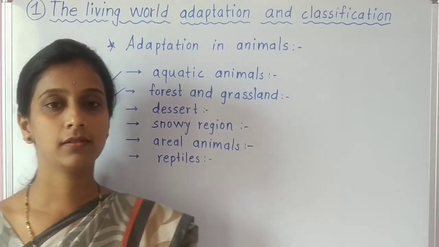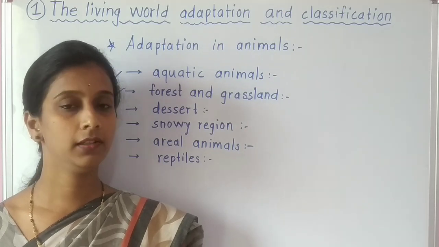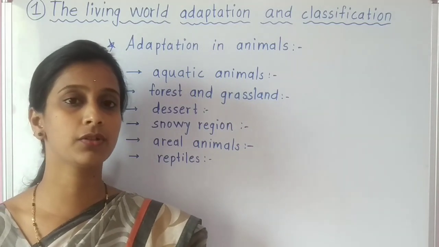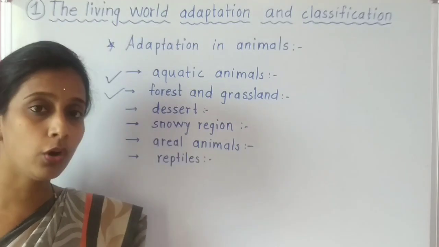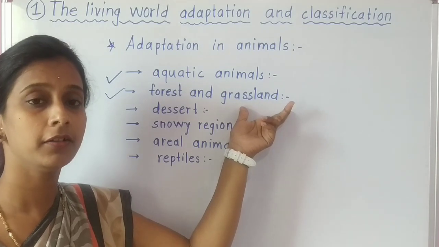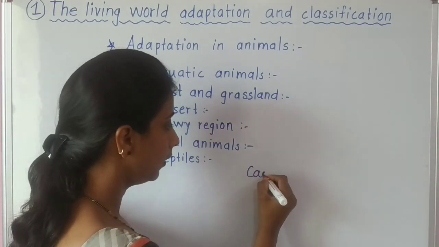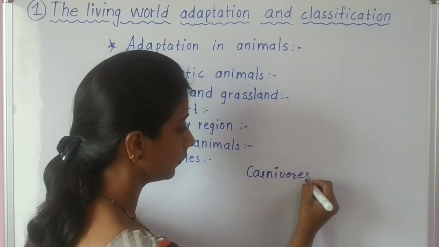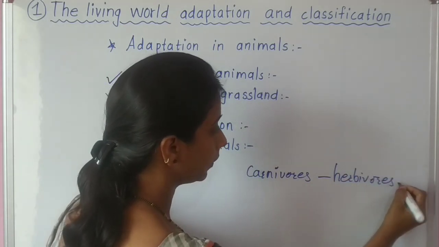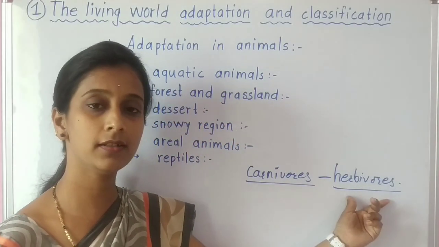Students, animals like tigers, lions, zebras, deers, antelopes, rabbits, and elephants all live inside the forest as well as on the grassland too. So all the animals which live in the forest and grassland are divided into two groups, and these are carnivorous and herbivorous. Okay, all animals divide into these two groups. First is carnivorous, another is herbivorous.